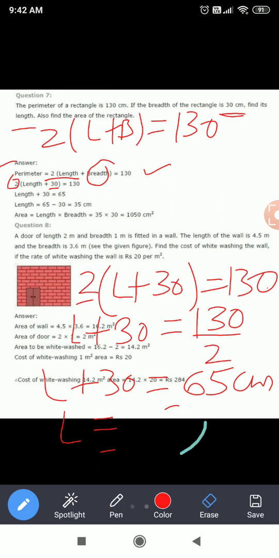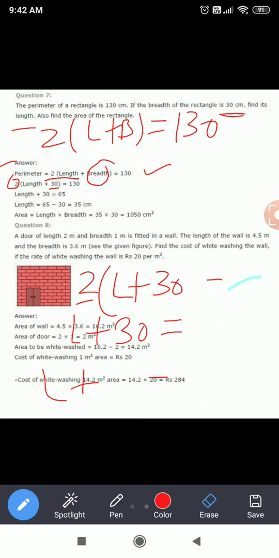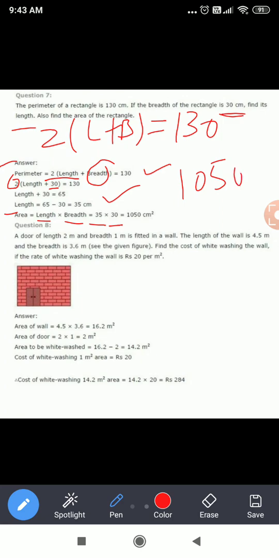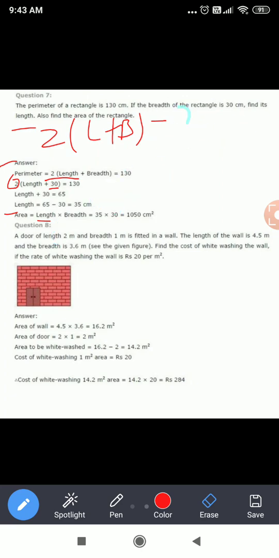Now length we have got. So we have been asked to find the length and the area. Length is 35 centimeter. So area will be length into breadth. Length is 35. Breadth is this. So in this way we have got the area, that is 1050 centimeter square. So this was question number 7.